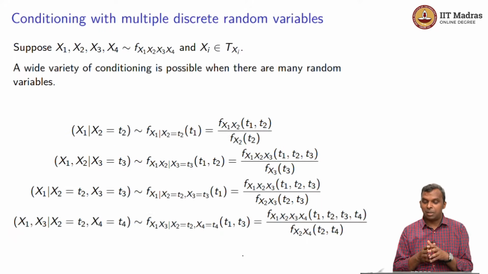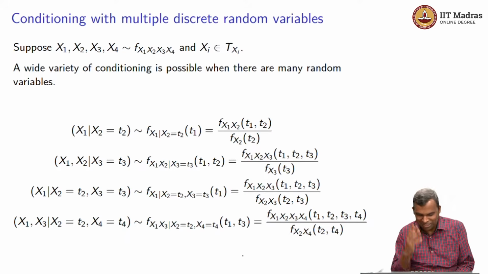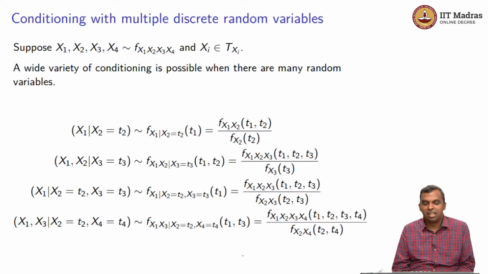Okay, and once again, the principle: how do you write the conditional PMF? It's joint by marginal. So you take x1, x2, x3, x4, combine all of them, t1, t2, t3, t4, divided by whatever you are conditioning on. Simple, right? The formula itself is so simple that you can teach anybody, but how it connects to practice is where all the difficulties will come. We'll see. Conditioning with multiple discrete random variables.